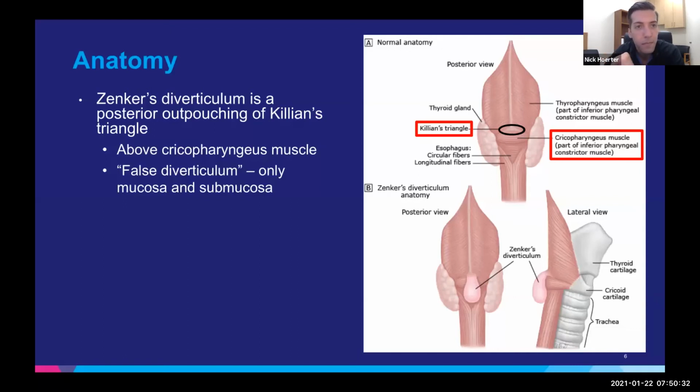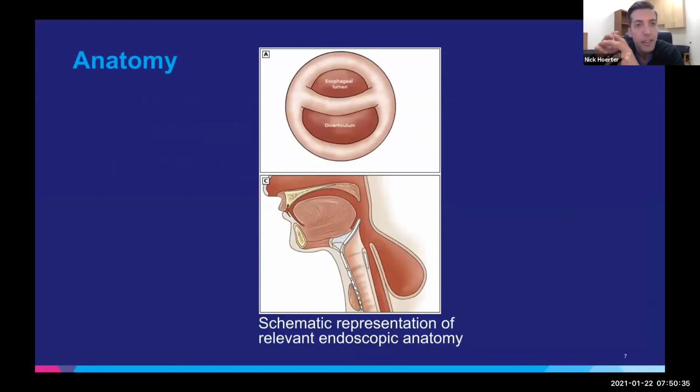It's posterior. This is what it's going to look like endoscopically. This is sort of a schematic view, but essentially when you enter the esophagus, you see the esophageal lumen, there's a septum, and then the diverticular lumen. And below you can see what it looks like here. So the goal of this procedure is, in this case, to enter that septum and perform a myotomy of the cricopharyngeal muscle within the septum, and that allows the Zenker's to flow better and reduces the symptoms.